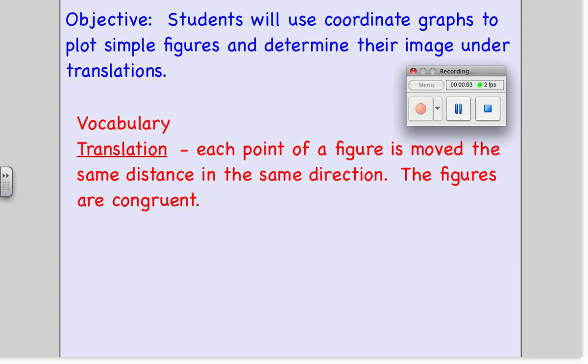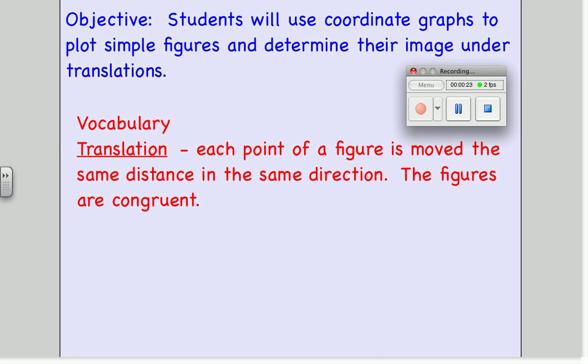Okay, let's make sure you get the objective here. You're going to use coordinate graphs to plot simple figures and determine their image under translations. And we did this earlier today. So translation is when each point of a figure is moved the same distance in the same direction. So that's a translation or a slide.